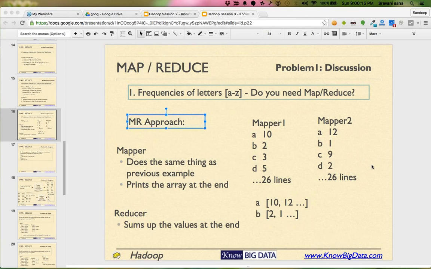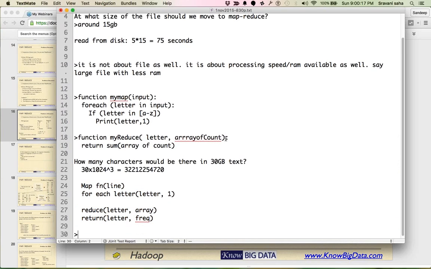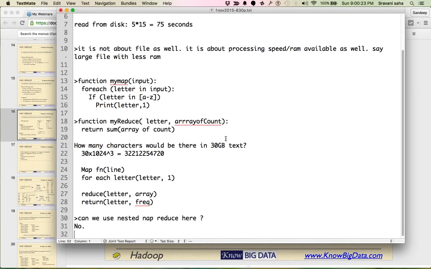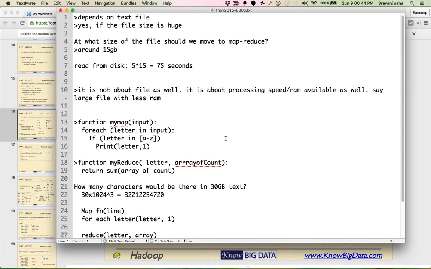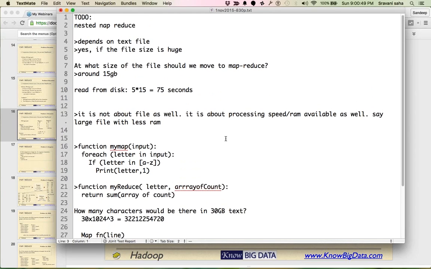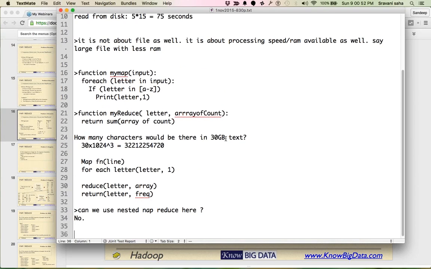Can we use nested map reduce here? A quick answer is no. Nested map reduces are used when, while reducing the values itself, we require another process. Nested map reduce, we will talk about it again. Let me put it in my to-do list. I'm just putting the to-do list at the top so that before closing this I can look at the top and move it to my personal to-dos.